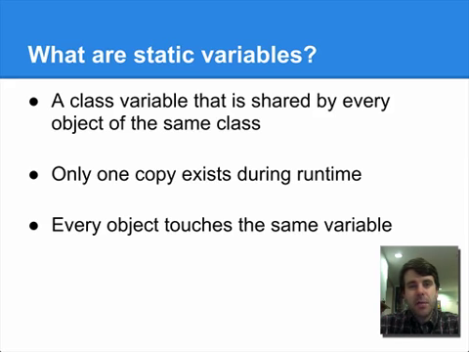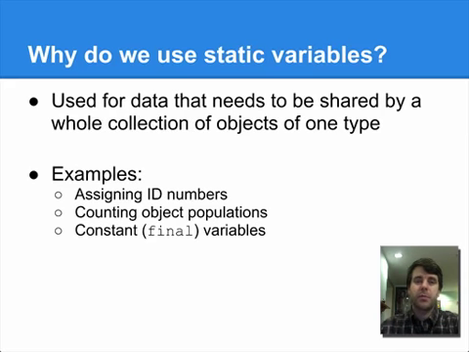A static variable, the easiest way to think about a static variable is it's a shared variable. Most of the time when we create class variables, each object of that class has its own set of variables, but a static variable is shared among every single object of that class. They all have one copy of that variable and they all use the same copy. So there really is just only one copy of that variable that every single object of that class is going to use. Why is that useful?